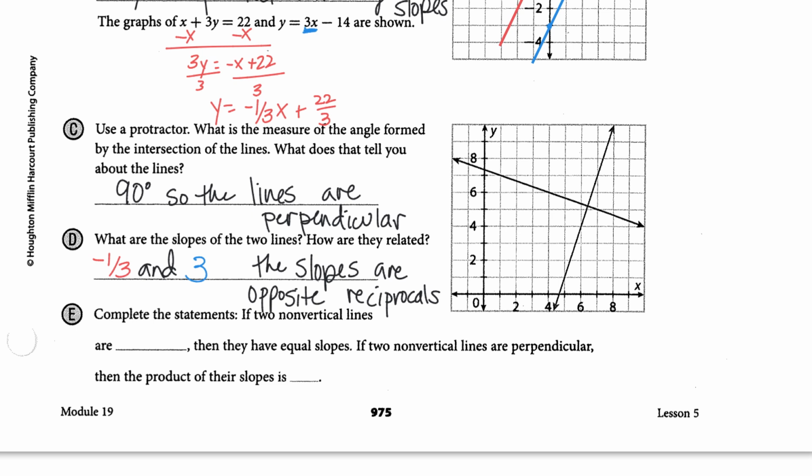E. Complete the statements. If two non-vertical lines are parallel, then they have equal slopes. If two non-vertical lines are perpendicular, then the product of their slopes is -1. If I multiply together -1/3 and 3, that will give me -1.